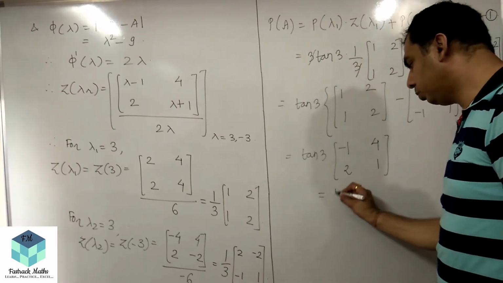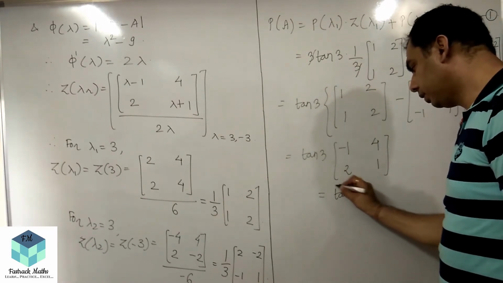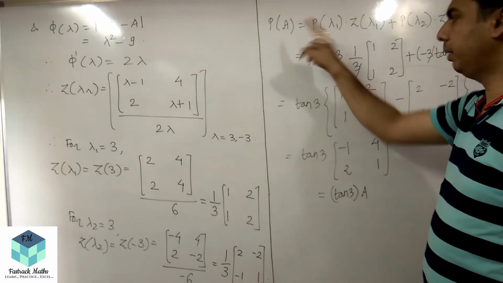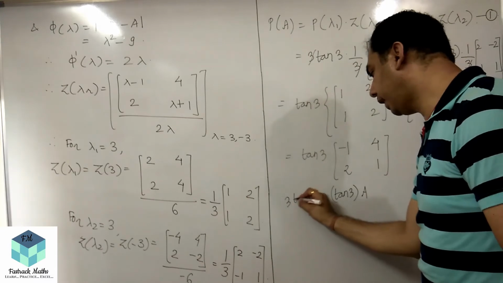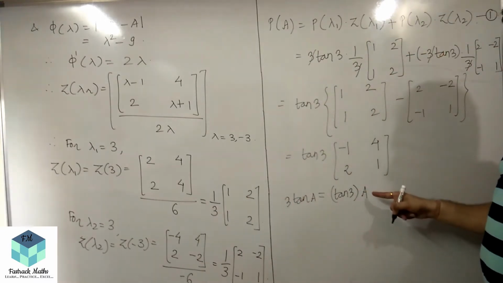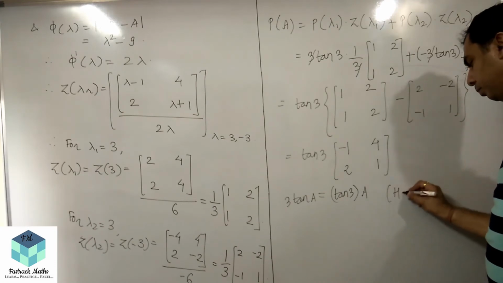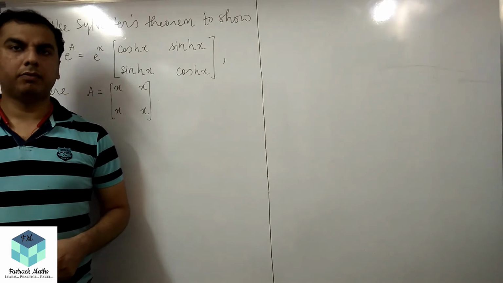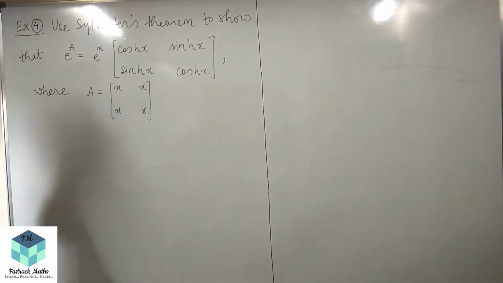So this is equal to tan 3 times the matrix A, and the left hand side was P of A, and P of A is nothing but 3 times tan A. So this is what we wanted to prove. So hence prove the result. So let us take one more example on Sylvester's theorem.